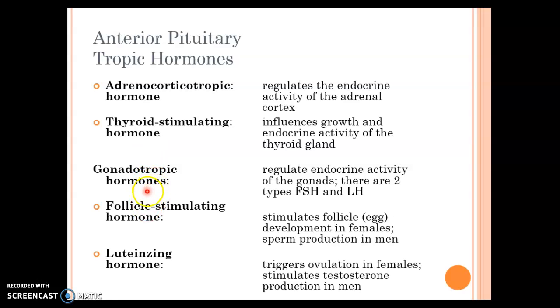And then we have 2 different classes of what are called gonadotropic hormones. And again, it's a tropic hormone, meaning that it stimulates a gland to produce other hormones. Gonadotropic, gonad, it's going to stimulate the testes and the ovaries. We have 2. Both males and females produce these 2. We have follicle stimulating hormone and luteinizing hormone. Follicle stimulating hormone is responsible for developing eggs or ova in females and sperm production in males. Luteinizing hormone is actually triggering ovulation. That's when an egg is released from an ovary, and it stimulates testosterone production in men, which is needed for sperm production.